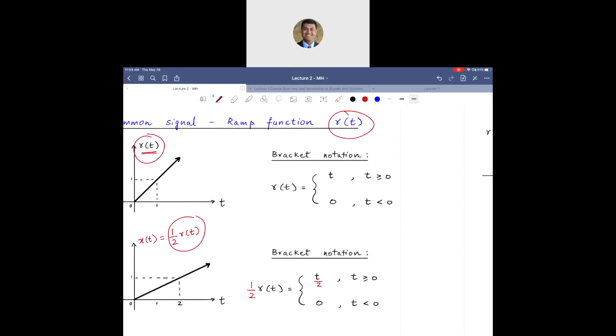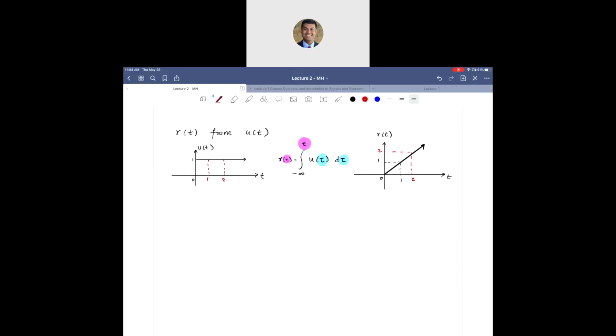All right, let's move on. We looked at the integration of u of t to get r of t.